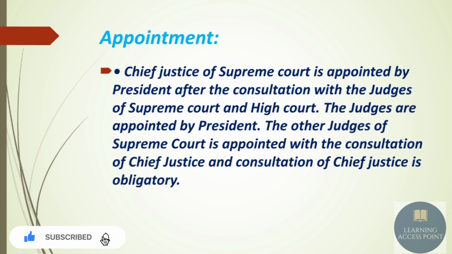Let's see how the Chief Justice of Supreme Court is appointed. Chief Justice of Supreme Court is appointed by the President after the consultation with the judges of Supreme Court and High Court. The judges are appointed by President. The other judges of Supreme Court are appointed by the President in consultation with the Chief Justice, and consultation of Chief Justice is obligatory.